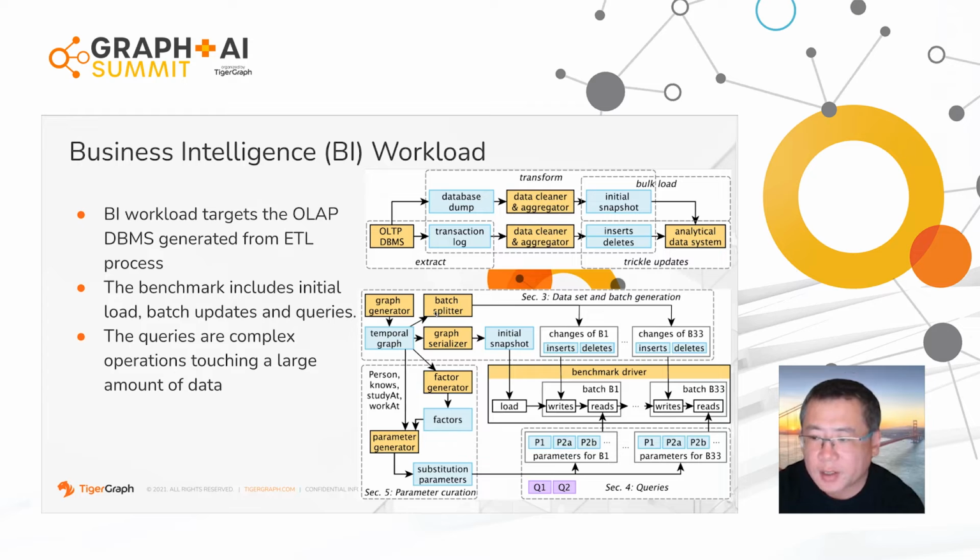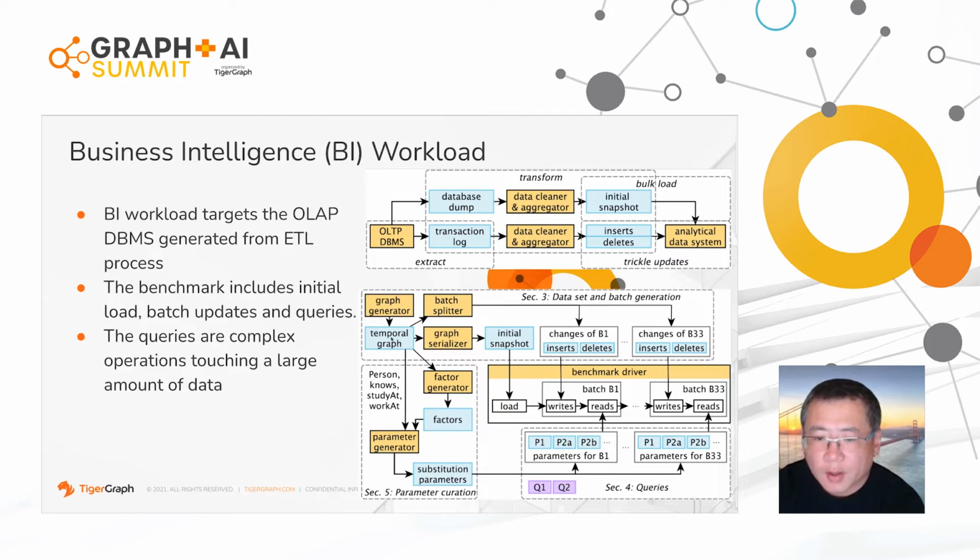The first batch is used to generate those macro updates. You can see the batch splitter takes the temporal graph as input and then generates batch update 1 up to batch update 33. Each batch consists of a set of insertions and deletions of the graph.